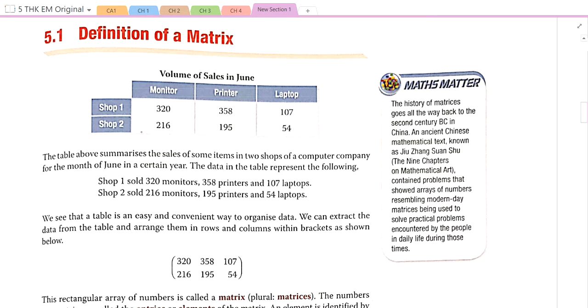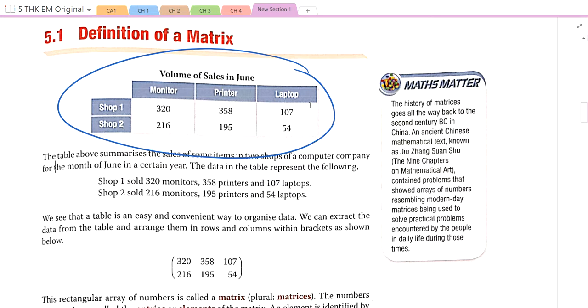We usually start with a table such as this. Everybody understands tables, right? So in this table, I've got volume of sales in June. For example, shop number 1 is selling monitor, printer, and laptop. Shop number 2 happens to be selling the same items: monitor, printer, laptop.